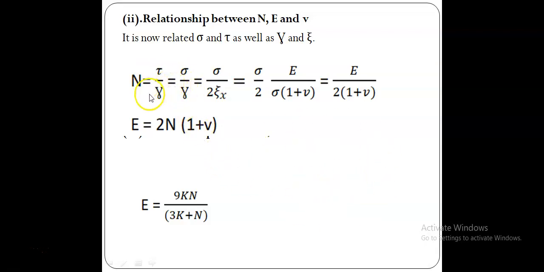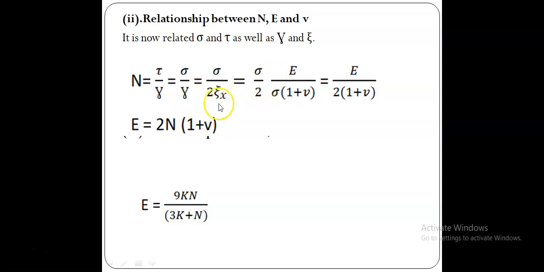When it is subjected to pure shear, the maximum normal stress in that plane becomes sigma, that is, tau. Tau becomes sigma. Normal stress is also equal to tau. Then the maximum normal stress in that plane becomes sigma, and the shear strain gamma is directly related with the linear strain.